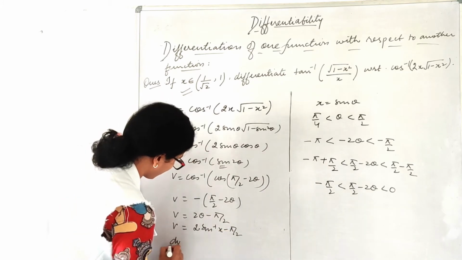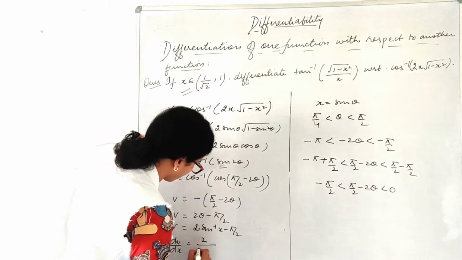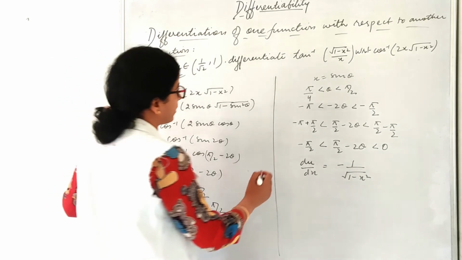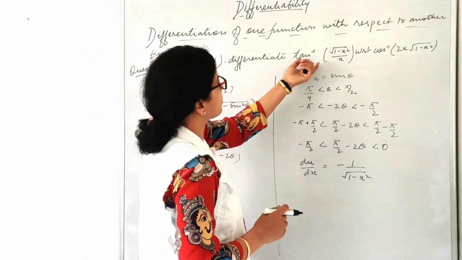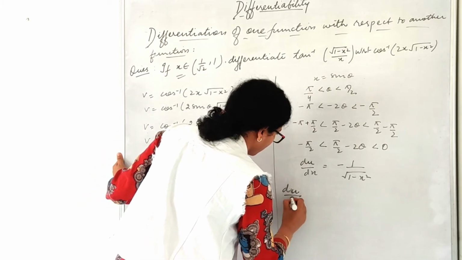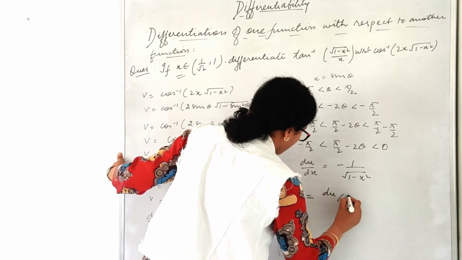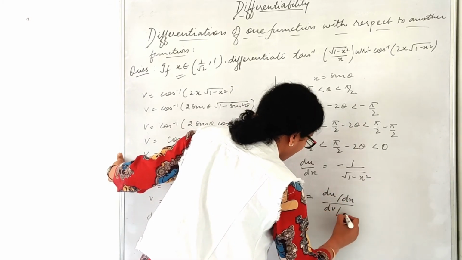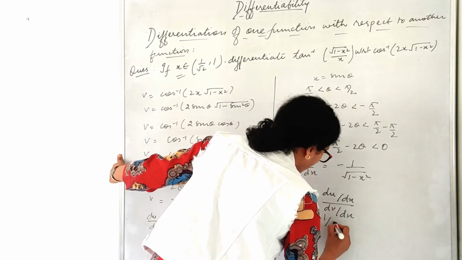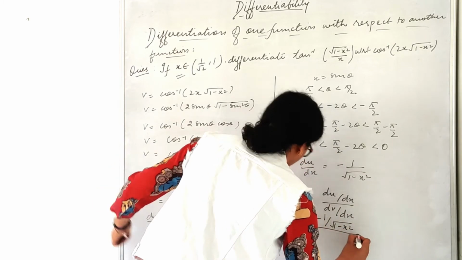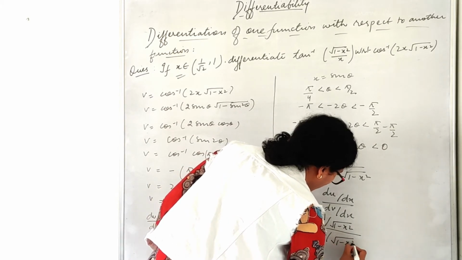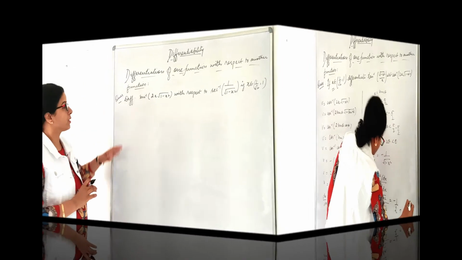So what will be my dv by dx? It will be 2 upon under root 1 minus x square. This will become 0. So now we have to find the differential of tan inverse with respect to cos inverse. It means we have to find du by dv, du by dx upon dv by dx. Now let us substitute the values. So du by dx is minus 1 upon under root 1 minus x square upon dv by dx, just how we have solved, so 2 upon under root 1 minus x square. So what we are getting? Minus 1 by 2.